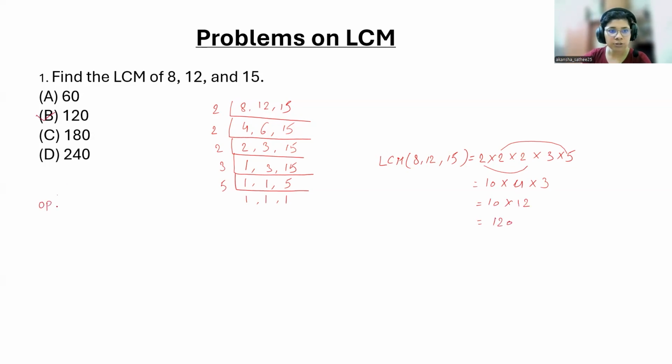So option B is correct. Is the example clear? Is the question clear? So please practice.